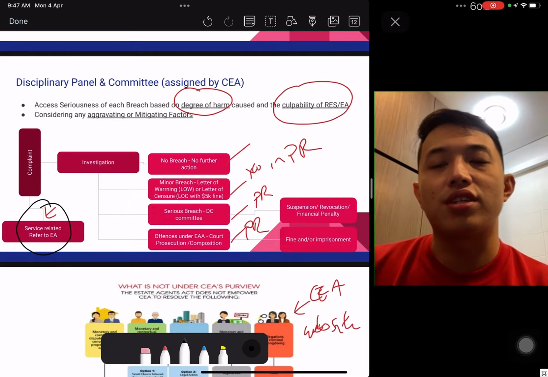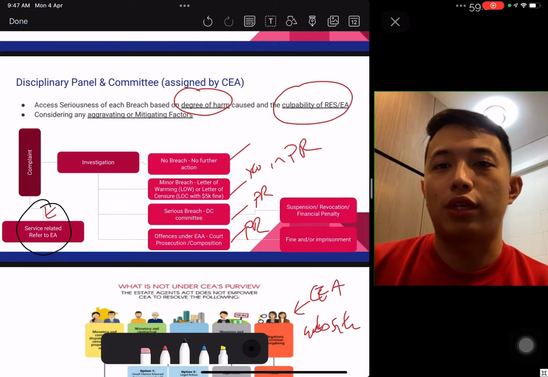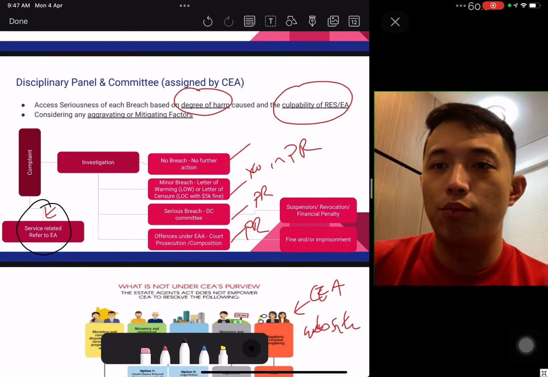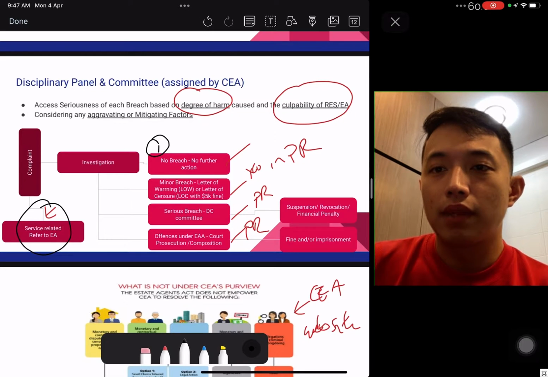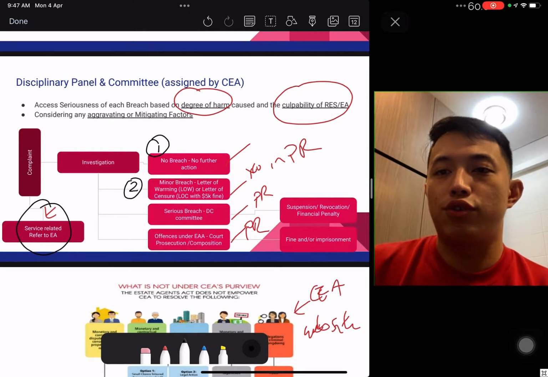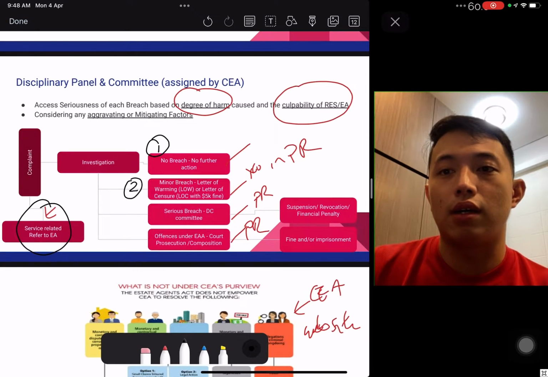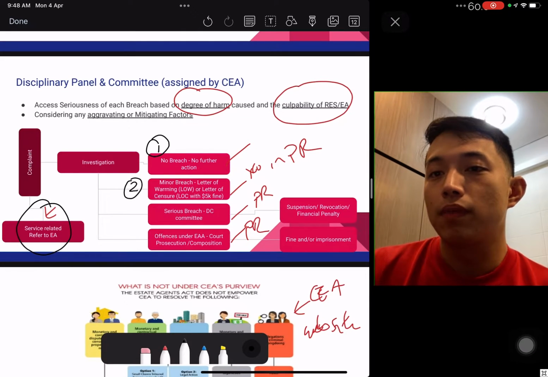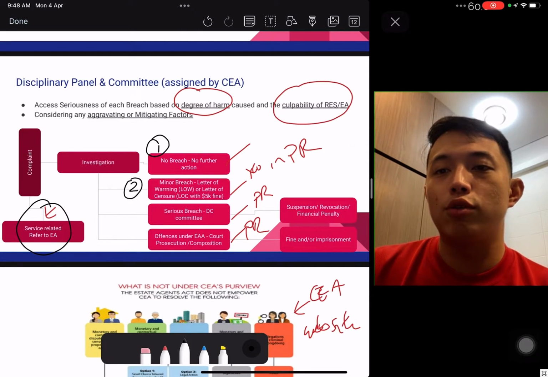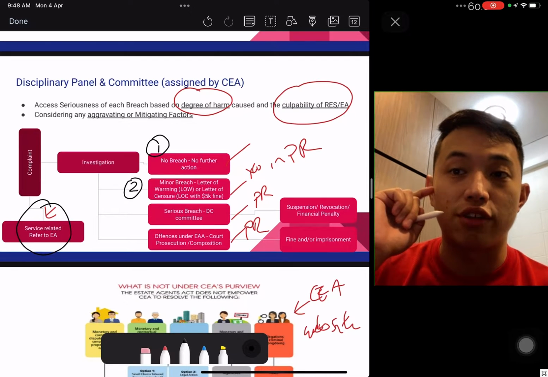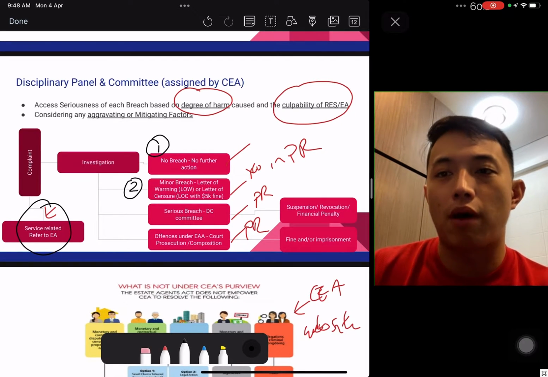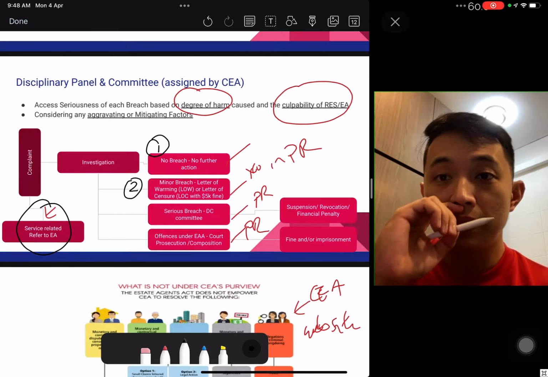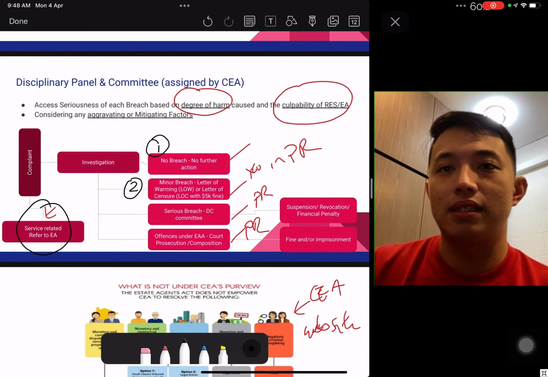So anything that breaches the act, the law, the regulations, take note that an investigation will be done. First, if there's no breach, there will be no further action. Second, a minor breach, which you guys have probably read online in the news, will carry a fine of up to $5,000 under LOW or LOC. LOC was introduced in 2021, which is only 1 year old. LOC gives them the empowerment to fine the agent a small monetary amount of $5,000. So this is still under the DC.